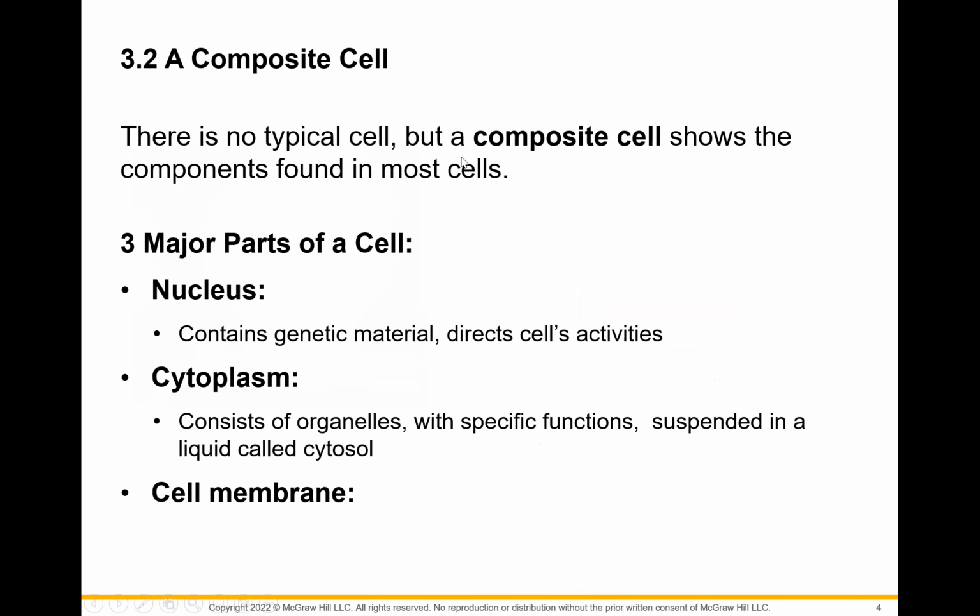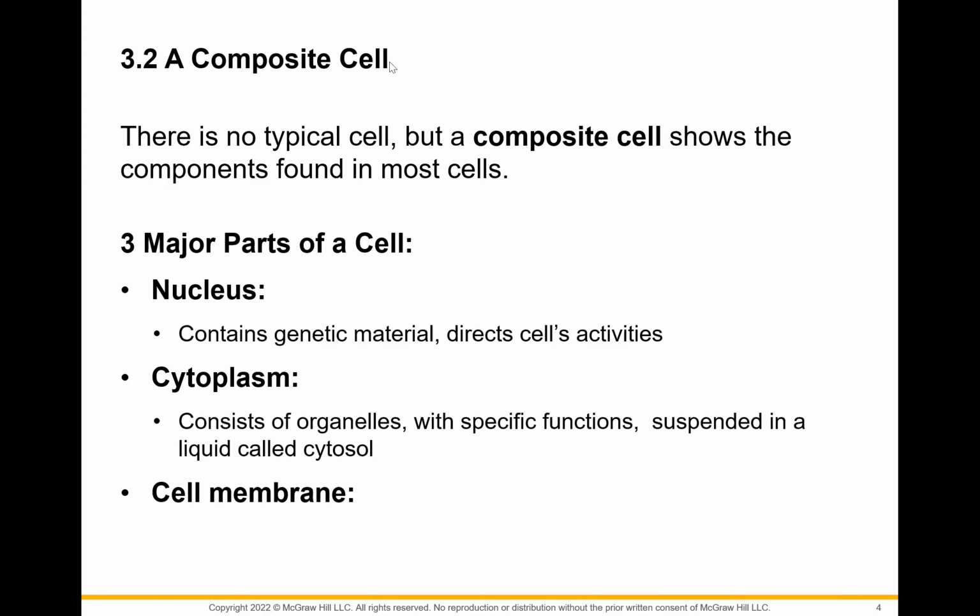All right, so now when we think about what truly makes up a cell, there's not a typical cell, but we can think about this composite cell, if you will, that shows you most of the components you will find within a typical cell. Although, again, there's no such thing as a typical cell, most of our cells have these particular functions. There are three major parts to every cell. Every cell has to have these parts when we are discussing eukaryotic cells or animal cells. So our cells are going to contain a nucleus, a cytoplasm, and a cell membrane.